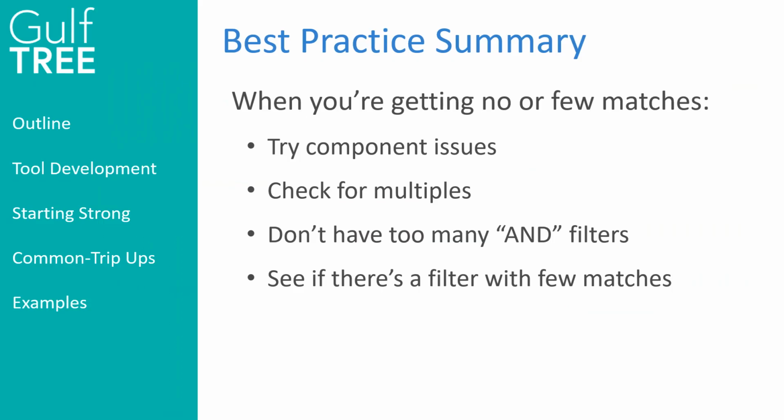So in summary, when you're getting no or very few matches, remember to try component issues. Instead of trying to look for multiple things at once, like two different types of flooding at once, maybe go look at each one at a time. Don't forget to check for multiples, where we have different filters that sound very similar or exactly the same, but they mean very different things depending on the context. Don't have too many AND filters selected. You can always go back and add more later. So start with the bare minimum and then work your way up if you don't have things narrowed down enough.